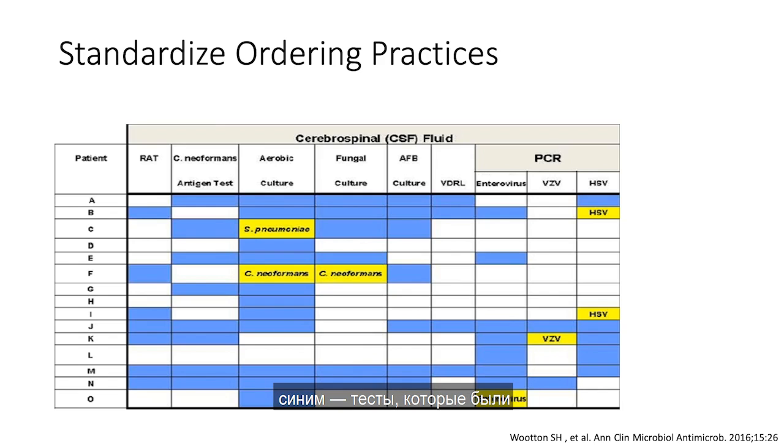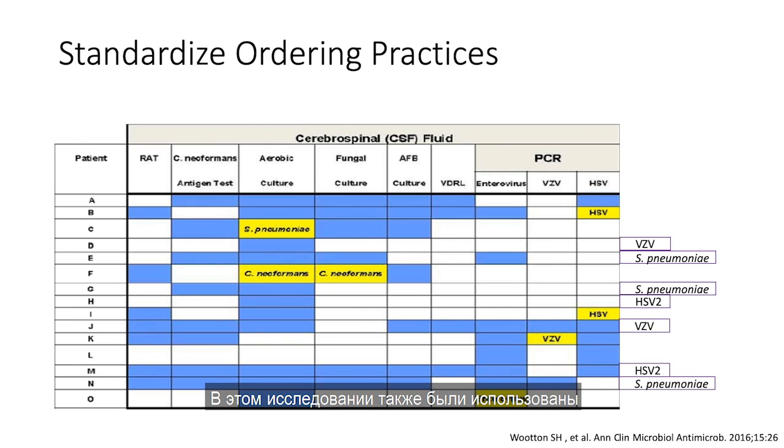The blue are the tests that were ordered that were negative, and the yellow represents the tests that were ordered that were positive. And so you can see for some patients, for example this patient here, there was only an enterovirus PCR and an HSV PCR ordered, not culture. There's another one that had a rapid antigen test and a rapid Cryptococcus antigen test ordered without culture. So you can see this really represents how the ordering practice varied amongst clinicians.